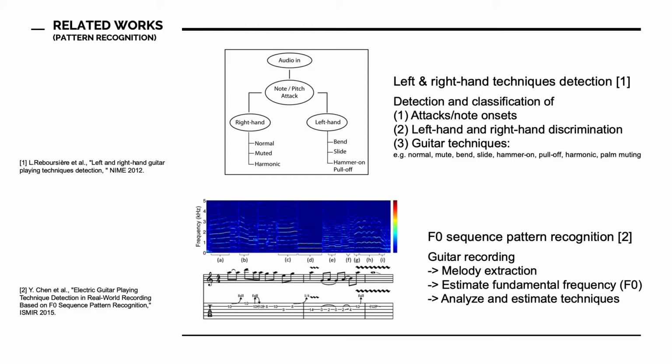There have been many studies in pattern recognition on the guitar. For instance, one study proposed a method that detects and classifies guitar techniques by analyzing note, pitch, and attack of guitar sound. Another study investigated a recognition technique of guitar playing based on F0 sequence. These studies recognize guitar techniques by analyzing data from guitar playing. However, these sensing techniques cannot be used directly for the purpose of this study, namely, picking state identification.